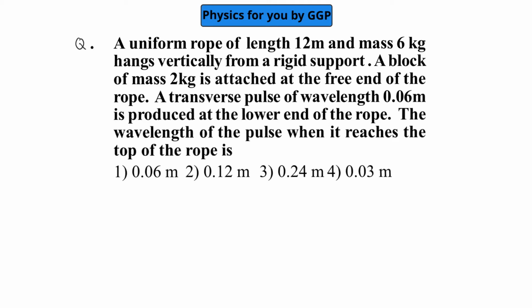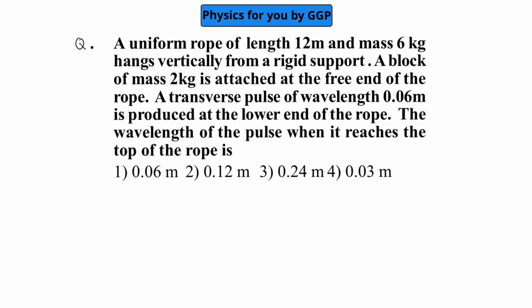It is given that a uniform rope of length 12 meter and mass 6 kilogram hangs vertically from a rigid support. A block of mass 2 kilogram is attached at the free end of rope. A transverse pulse of wavelength 0.6 meter is produced at the lower end. The wavelength of pulse when it reaches the top of the rope is?